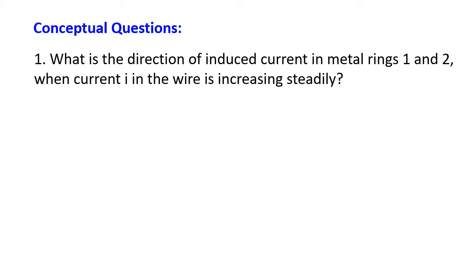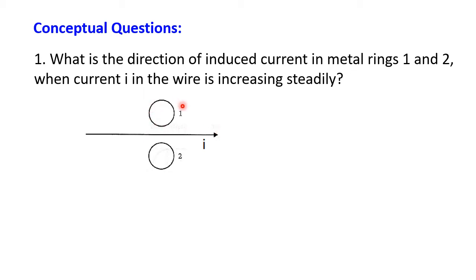Next, conceptual questions. Suppose, what is the direction of induced current in metal rings 1 and 2 when the current I in the wire is increasing steadily? If you observe the diagram, two coils are there and current is passing in the straight current carrying conductor, I being the current, and this current is increasing continuously. As the current increases, the magnetic field produced by the current carrying conductor also increases continuously.